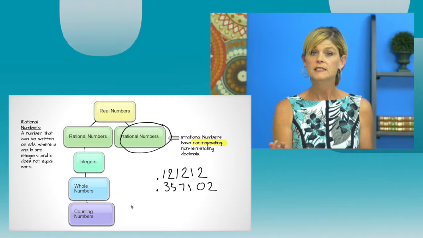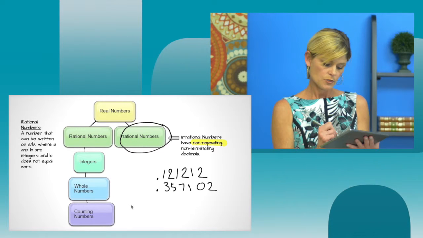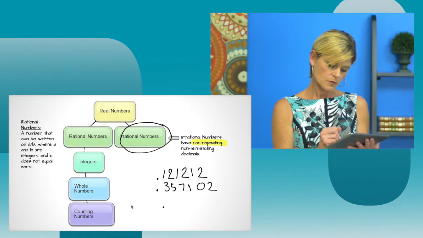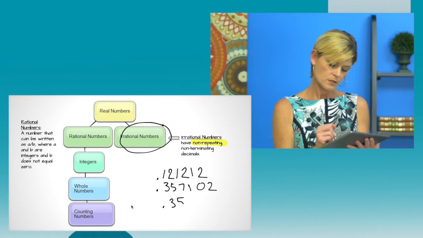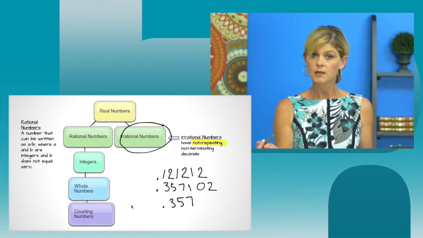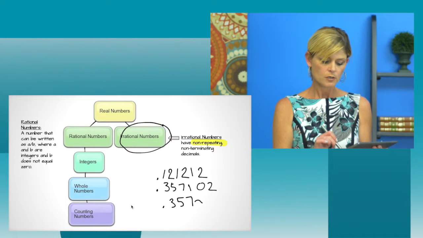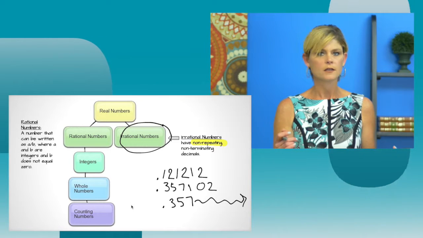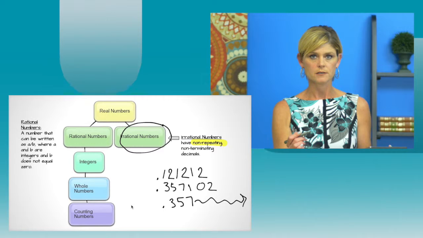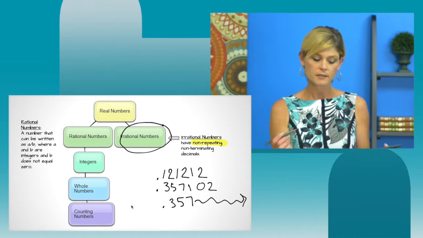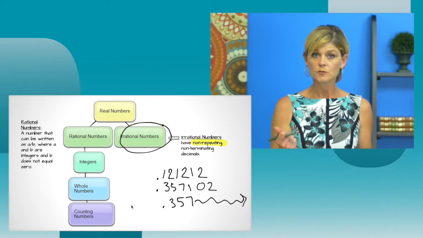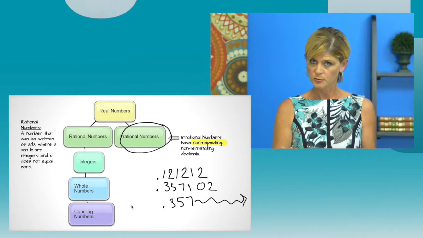Now what I mean by that is it doesn't end. You may have a decimal, something like 0.357, and it stops there. It terminates there. An irrational number would go on and on and on indefinitely. It wouldn't end and it wouldn't repeat. So that's basically all we're talking about when we say that something is an irrational number. It's a decimal that is non-repeating and non-terminating.